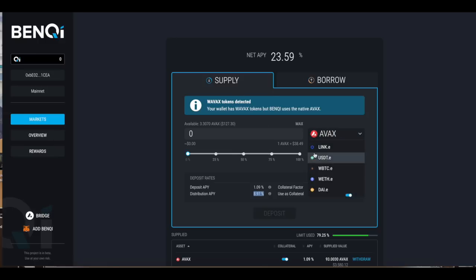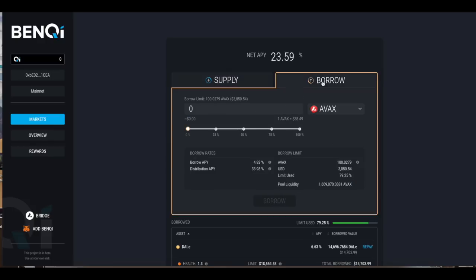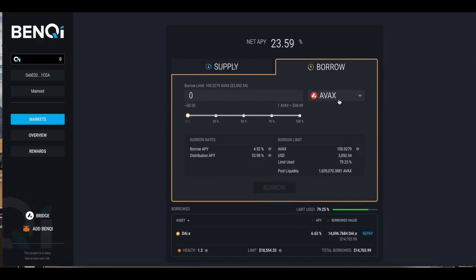So you'll hit supply, you deposit DAI, whatever you want to deposit, and you do 100% or 75%, whatever you want to deposit, and you hit the transaction fee. Now, we're going to go ahead and borrow. Right now, I have a collateral factor of 79%. Most of it is in stable coins, so that's why my health factor is 1.3, just like on Aave.